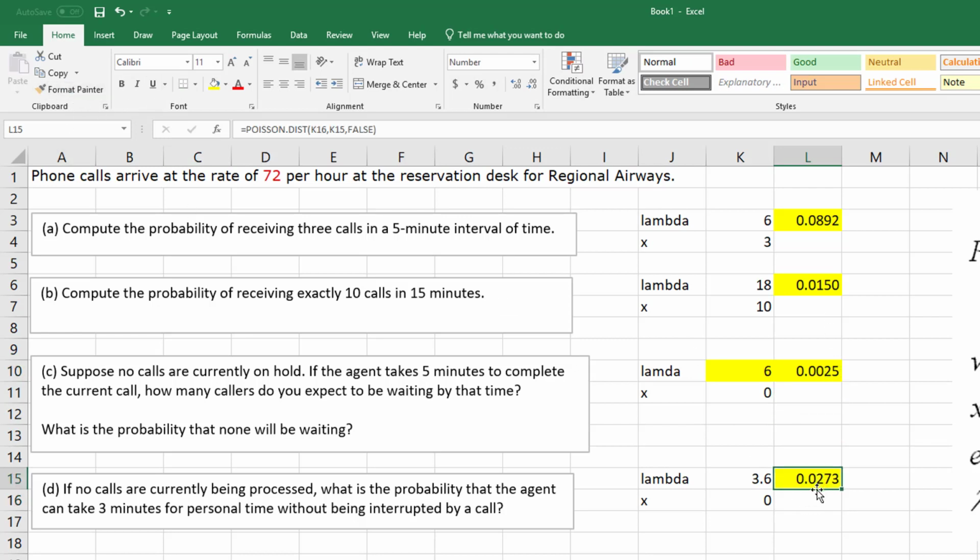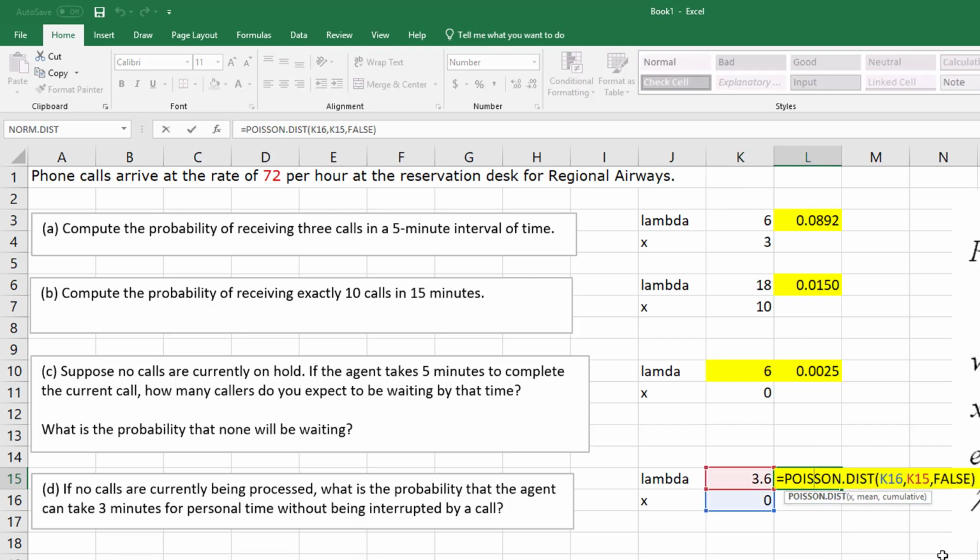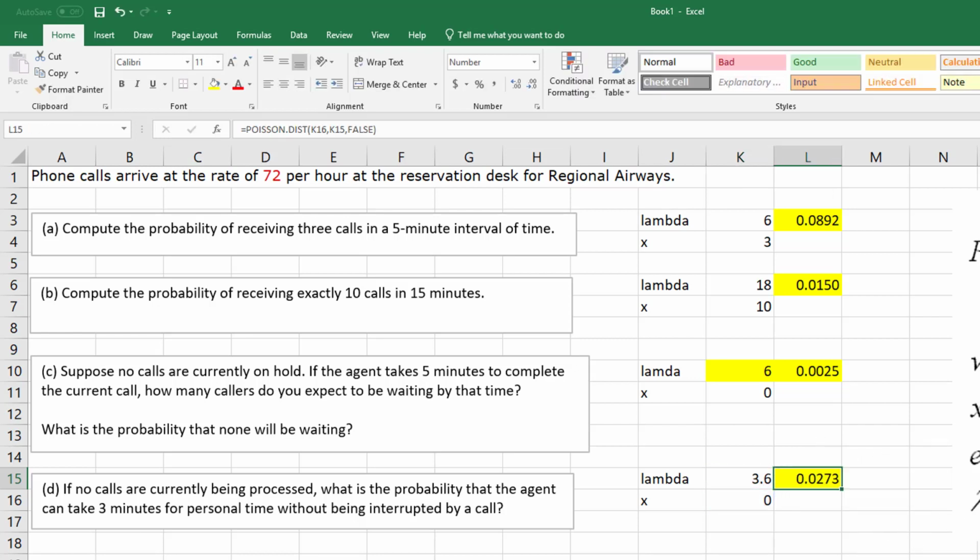So once you figure out this part, how to find lambda, because a lot of times you have to actually find it, then you just use the Poisson.dist formula in Excel, and away you go.